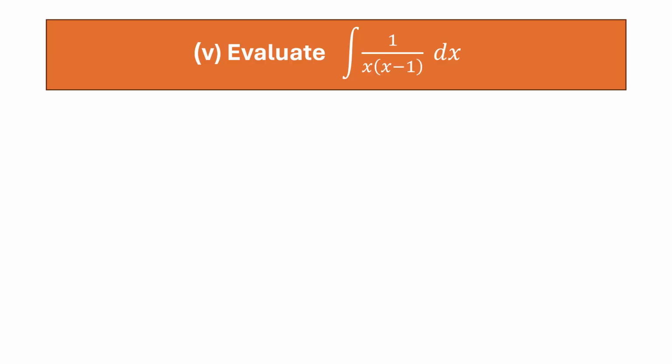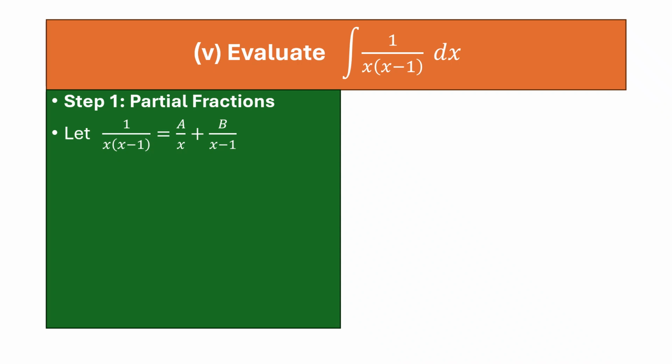Let's evaluate the integration of 1 upon x multiplied by (x minus 1) dx. Here, please remember we have 1 upon 2 terms, so you are going to use the concept of partial fractions. So 1 upon x(x minus 1) is being separated. That is a upon x plus b upon x minus 1. This is the rule for doing partial fractions.